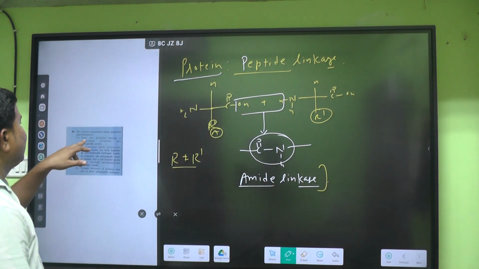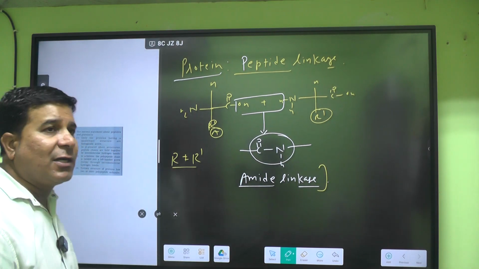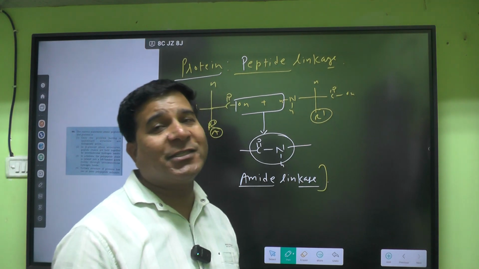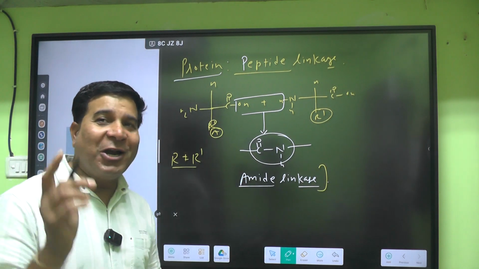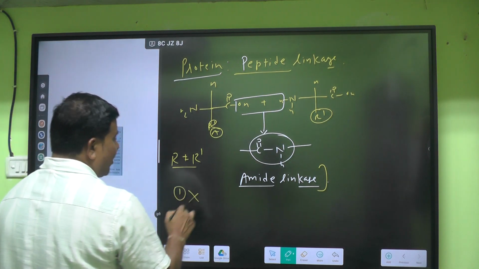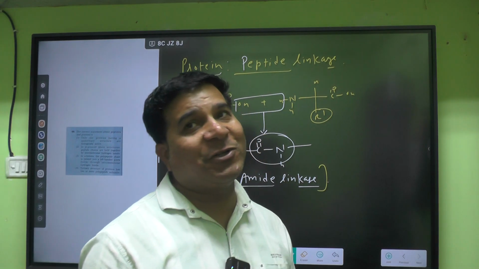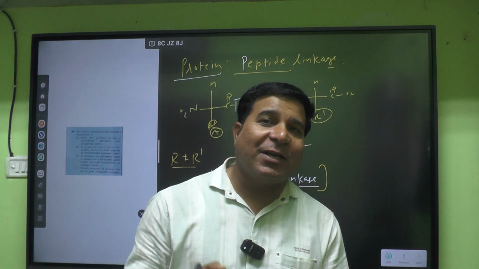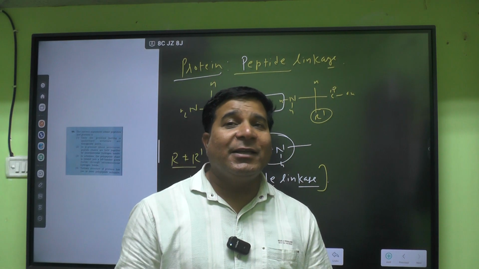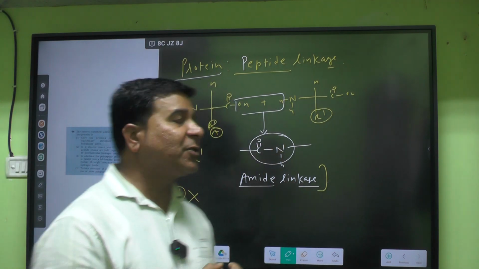Only proteins having the quaternary structure are biologically active, not quaternary. All primary, secondary, tertiary structures are biologically active, not only quaternary. The first statement is wrong. Why? All structures of protein, either primary, secondary, tertiary or quaternary, are optically and biologically active. That's why the first option is wrong here.